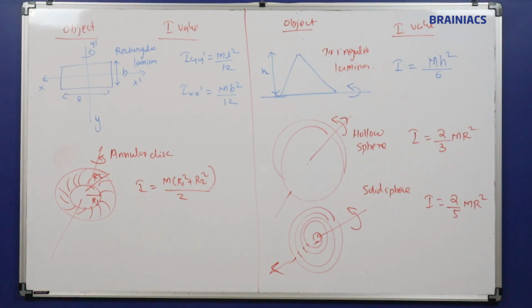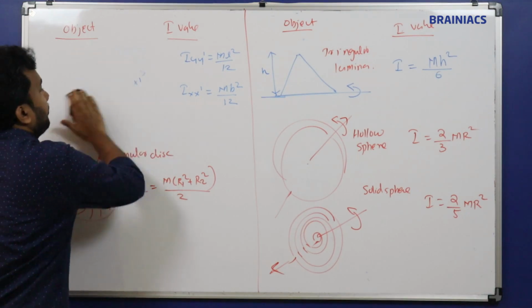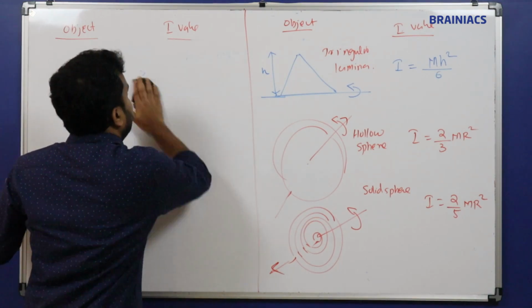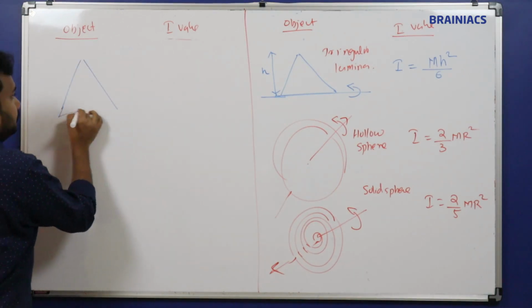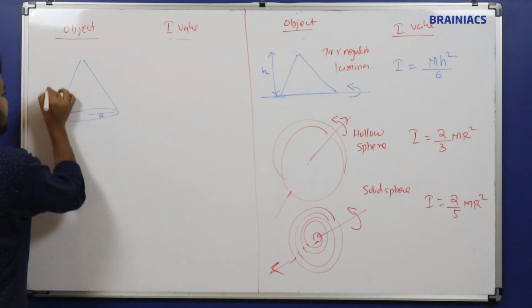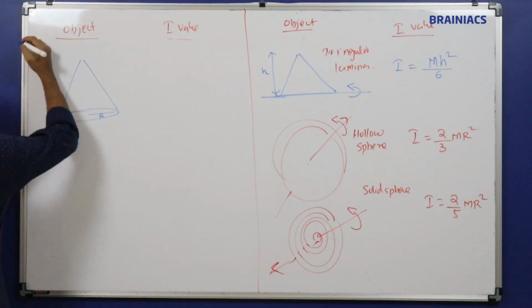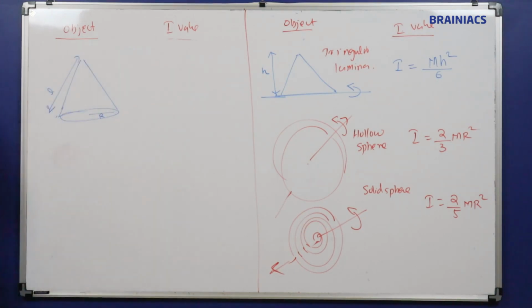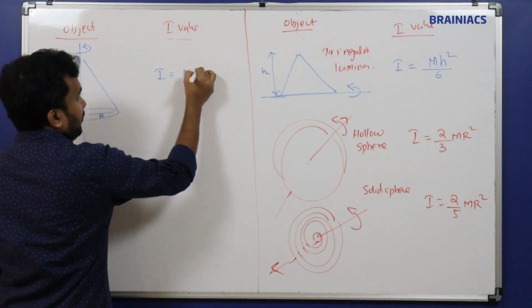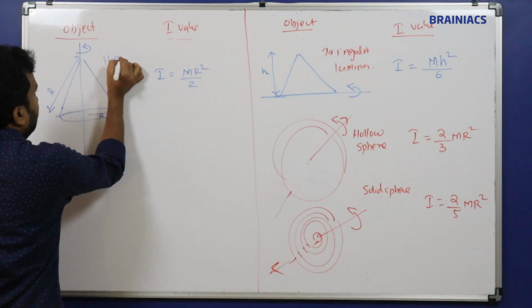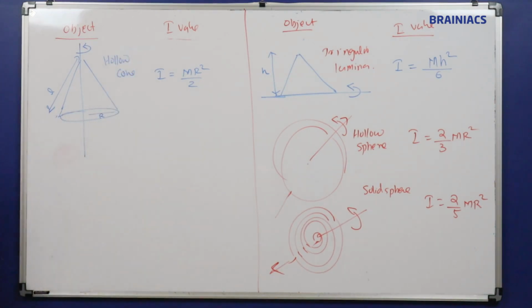Then the next thing, two more things, then this area is finished. Next one is the hollow cone, with radius r and length l. The moment of inertia along the axis of rotation is I is equal to mr square by 2. This is called a hollow cone. Inside it is empty, like an ice cream cone cup.